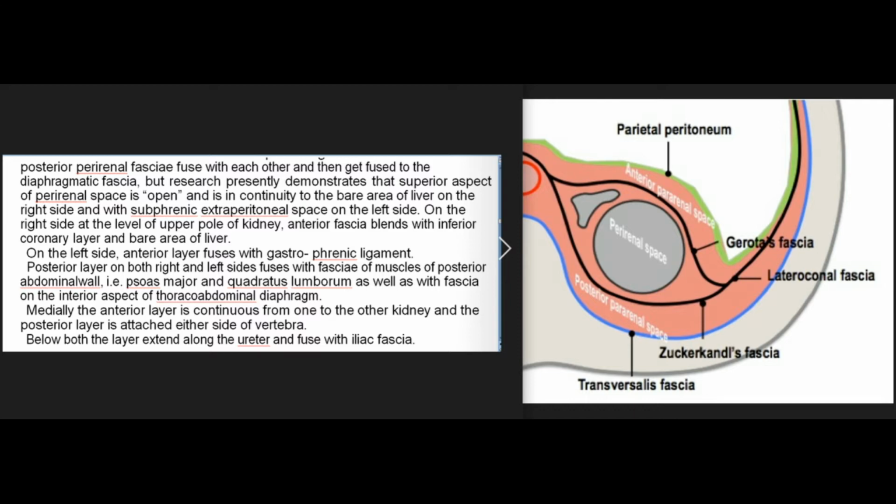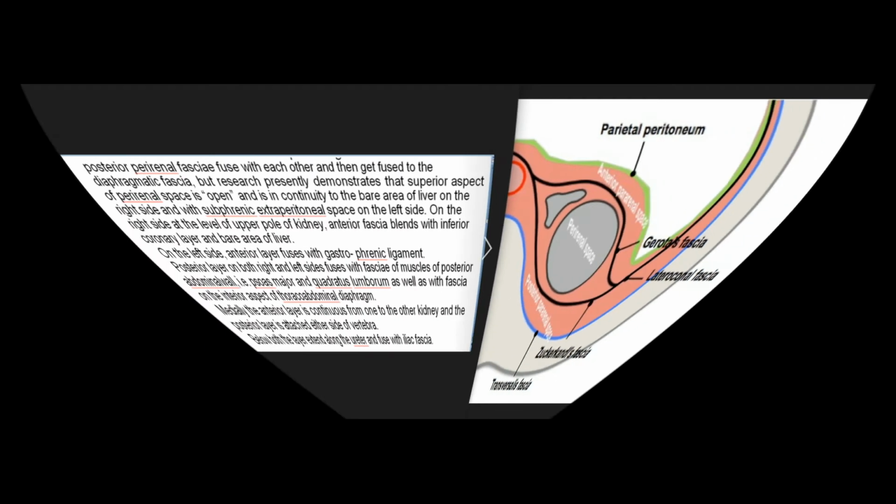On the right side at the level of upper pole of kidney, anterior fascia blends with inferior coronary layer and bare area of liver. On the left side, anterior layer fuses with gastrophrenic ligament. Posterior layer on both right and left sides fuses with fasciae of muscles of posterior abdominal wall, i.e. psoas major and quadratus lumborum, as well as with fascia on the inferior aspect of thoraco-abdominal diaphragm. Medially the anterior layer is continuous from one to the other kidney and the posterior layer is attached either side of vertebra. Below, both the layers extend along the ureter and fuse with iliac fascia.